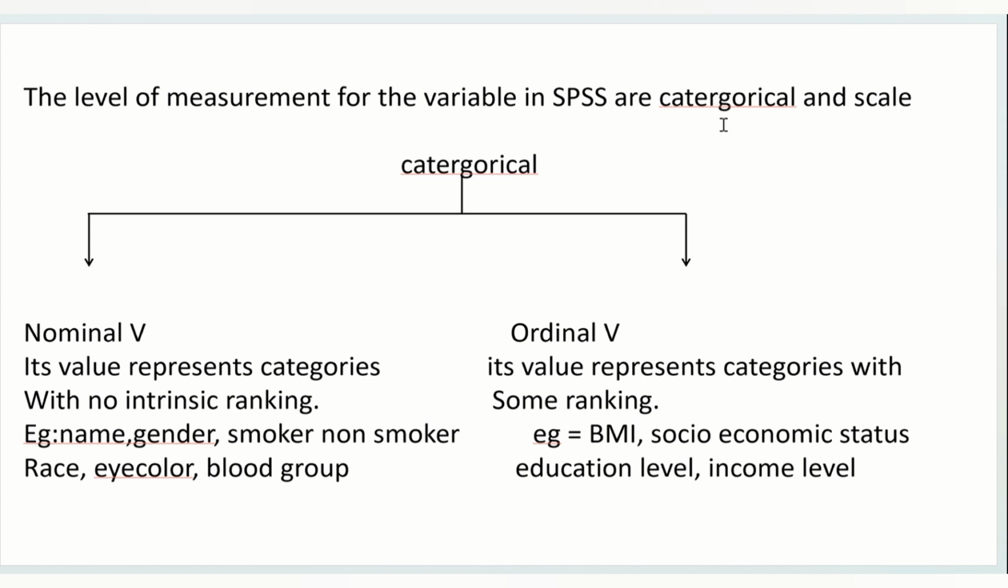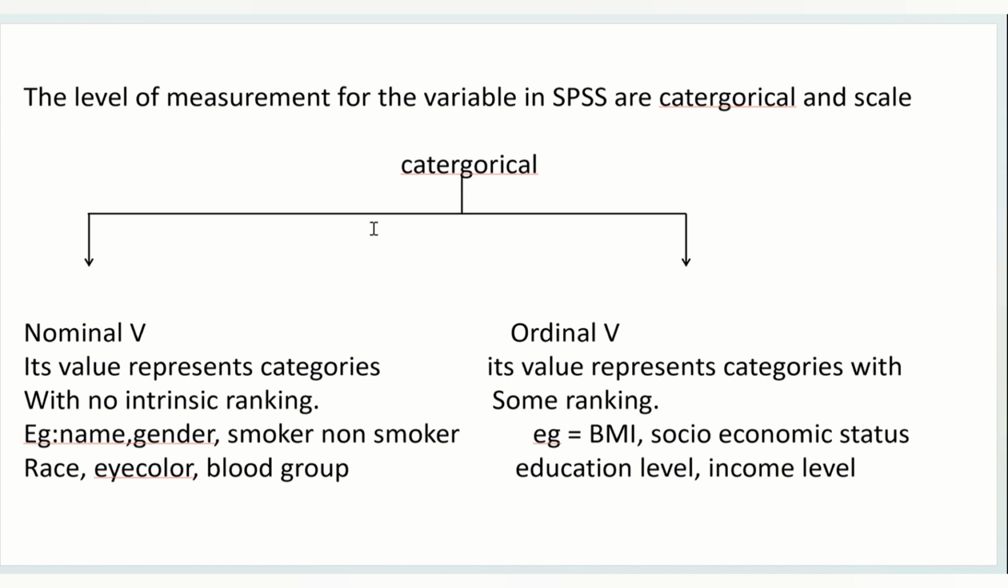So what does it mean? Categorical variables are of two types, nominal and ordinal. Nominal means we are given a value that represents the categories but with no ranking. And ordinal means the values represent categories with some ranking.